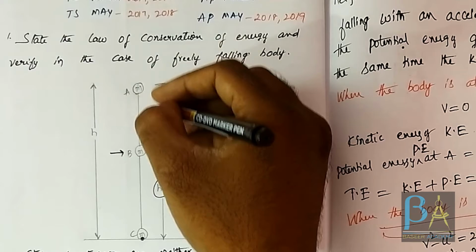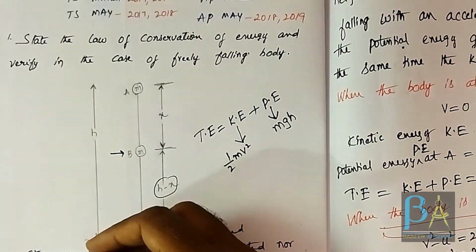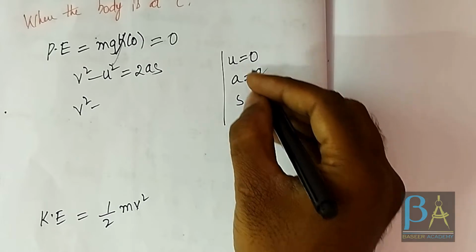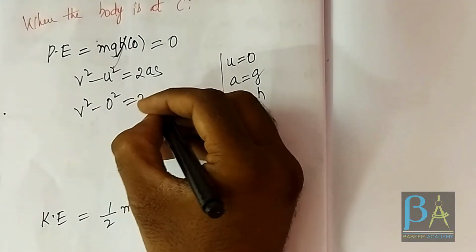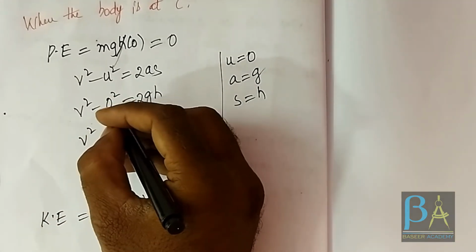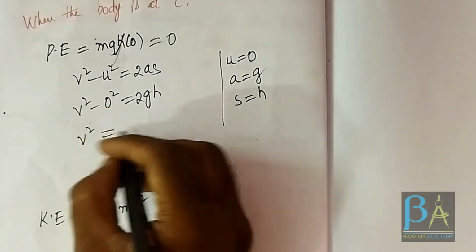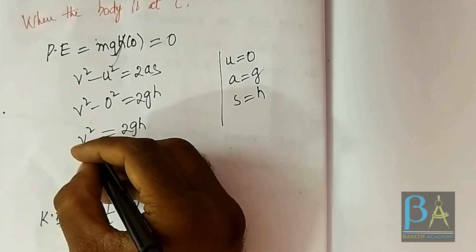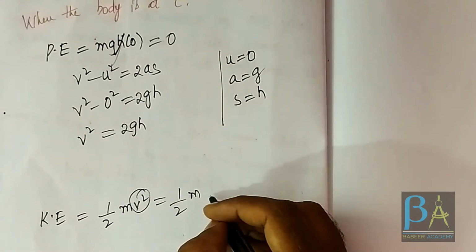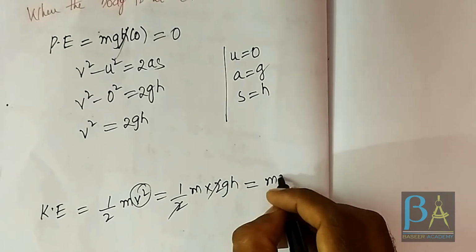By the time it reached point C, it has covered a distance of h. So in place of s, let us write h here. So v square minus, in place of u, I'm writing a 0. In place of a, I'm writing g. In place of s, I'm writing h. V square, 0 square is nothing but 0 itself, minus 0, which means you're not subtracting anything from v square, so v square remains as it is, 2gh. So in place of v square, let us substitute 2gh. This 2 and this 2 cancel out, and we are left with mgh.